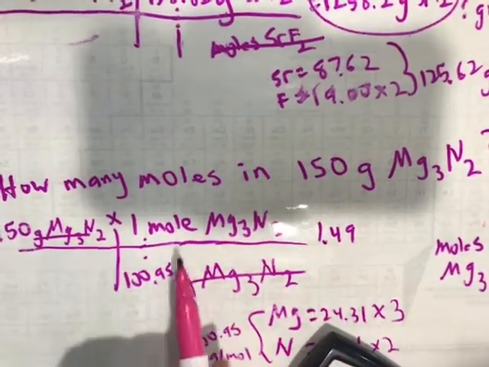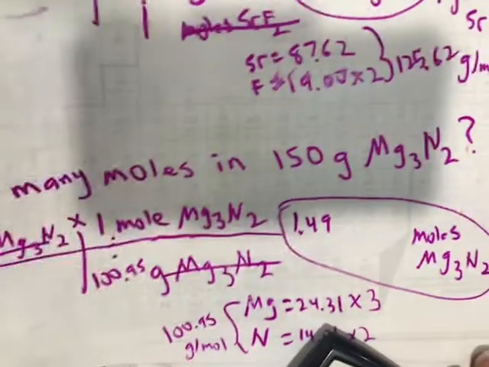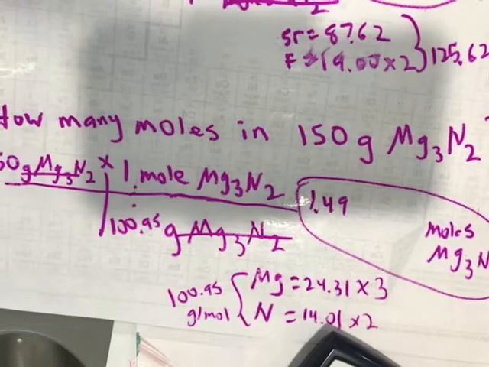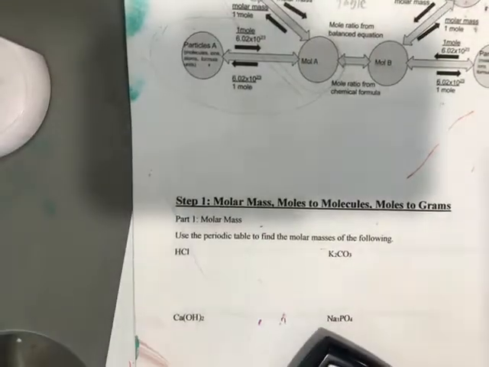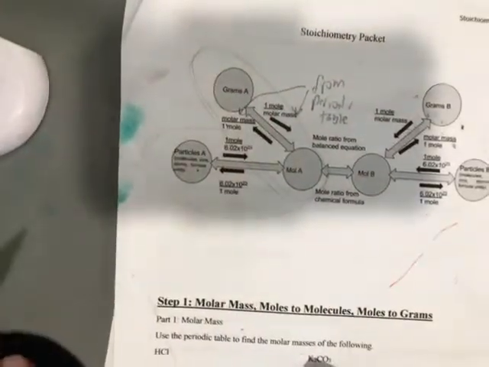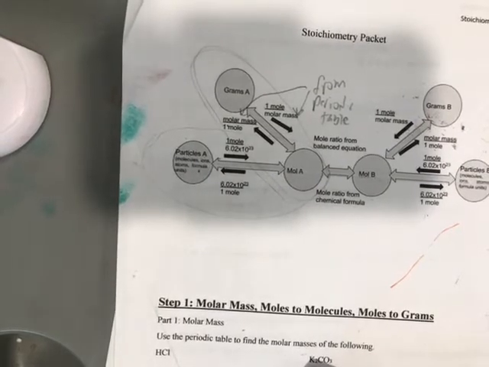So 1.49 moles of that whole thing, so I can even circle it like that. 1.49 moles of Mg3N2. So that's how you do the grams to moles or moles to grams. The biggest challenge when you start really getting into stoichiometry is figuring out what you have and where you're going. So I'm going to show you one where I'm not going to tell you which one it is, and you have to figure it out based on the units that you have and the units that you want.